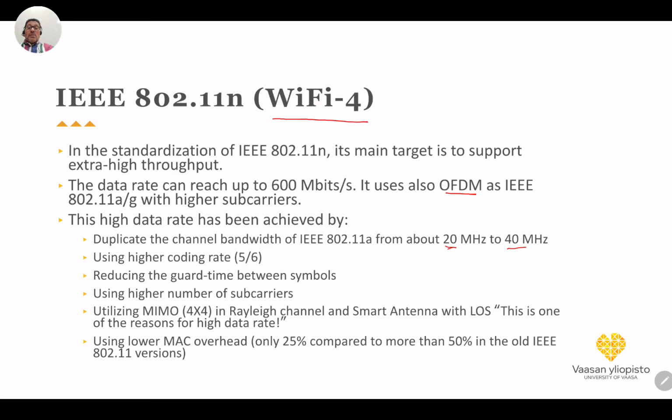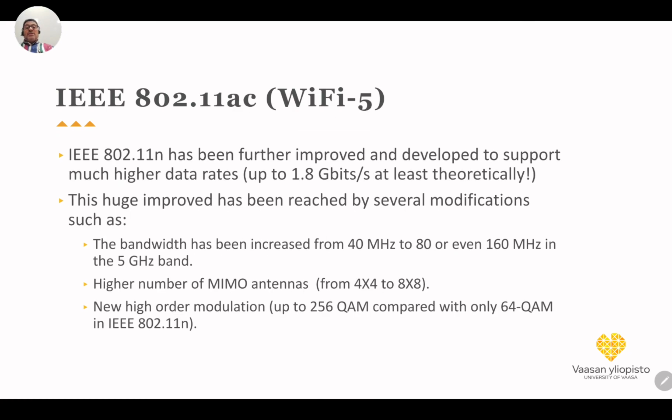antennas. And after that, we have the fifth generation of Wi-Fi, which comes with 802.11 AC. So it can support up to 1.8 gigabits per second, at least theoretically. And the huge improvement is due to the increasing of the bandwidth from 40 to 80 and even 160 megahertz in the 5 gigahertz band. And also they use higher number of antenna, MIMO antenna. Now it is 8 by 8.